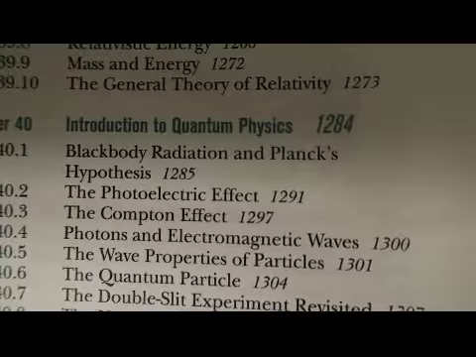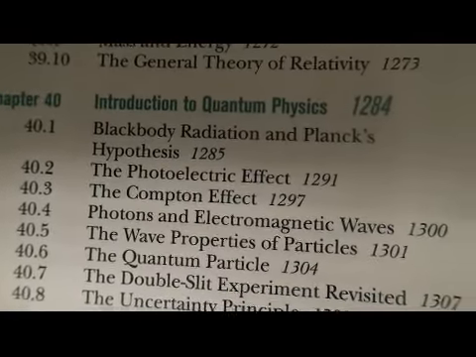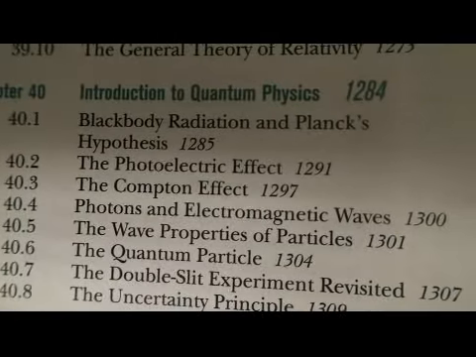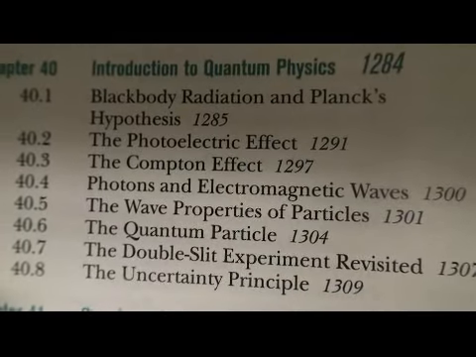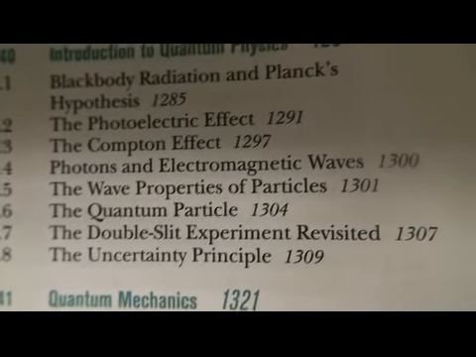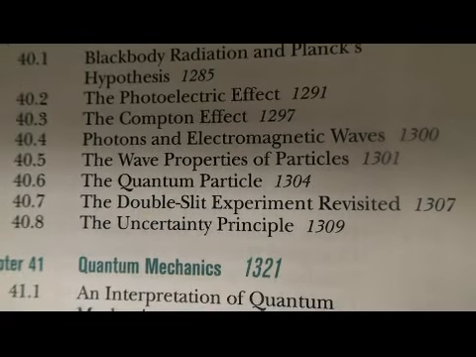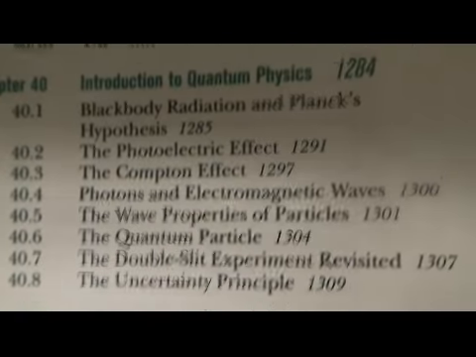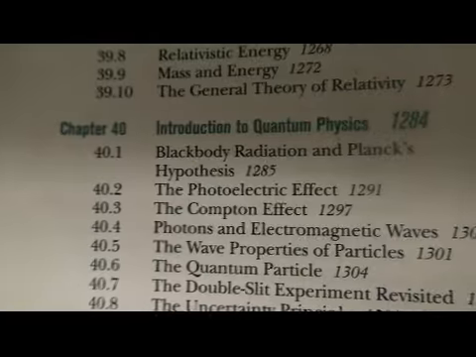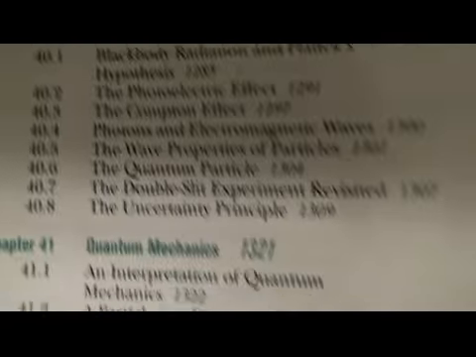And then jump back to chapter 40, introduction to quantum mechanics. So this is all the stuff that came after the black body radiation, Planck's hypothesis, photoelectric effect, Compton effect, photons and electromagnetic waves, wave properties of particles, quantum particle, double slit experiment, and uncertainty principle. So that's chapter 40.